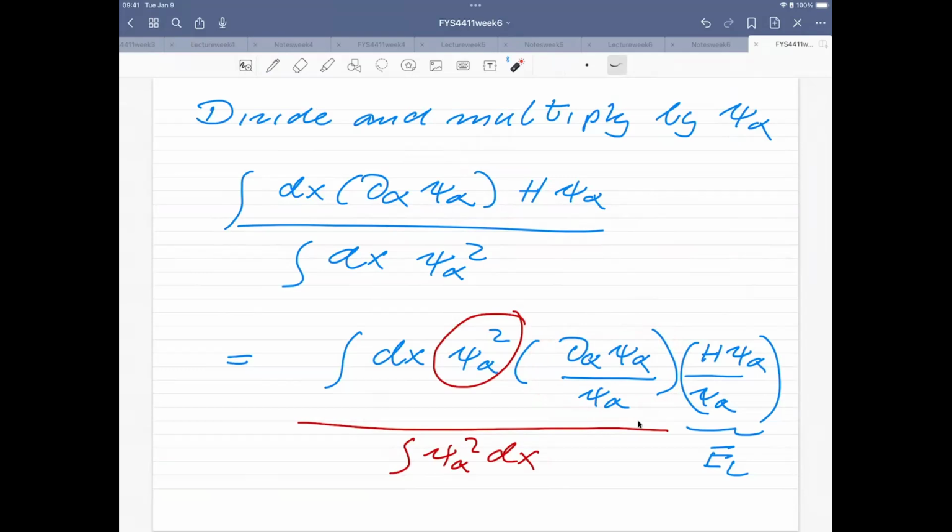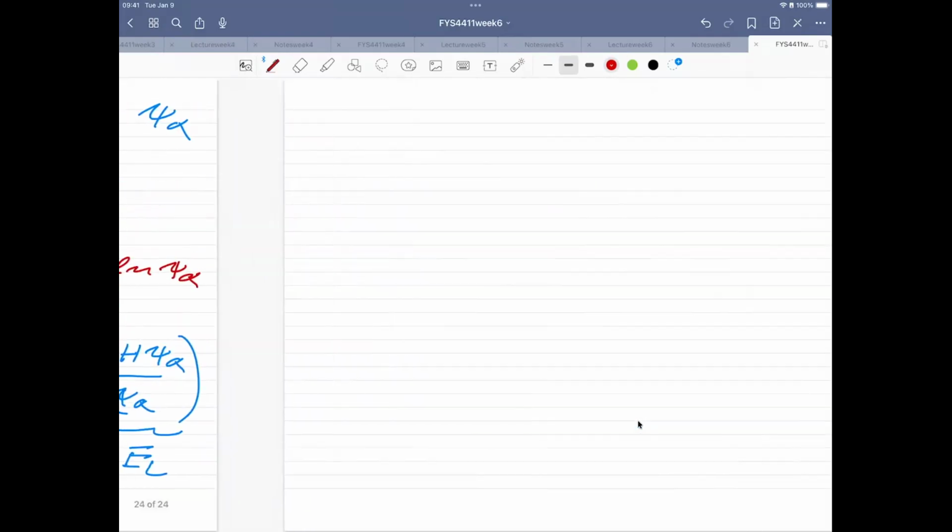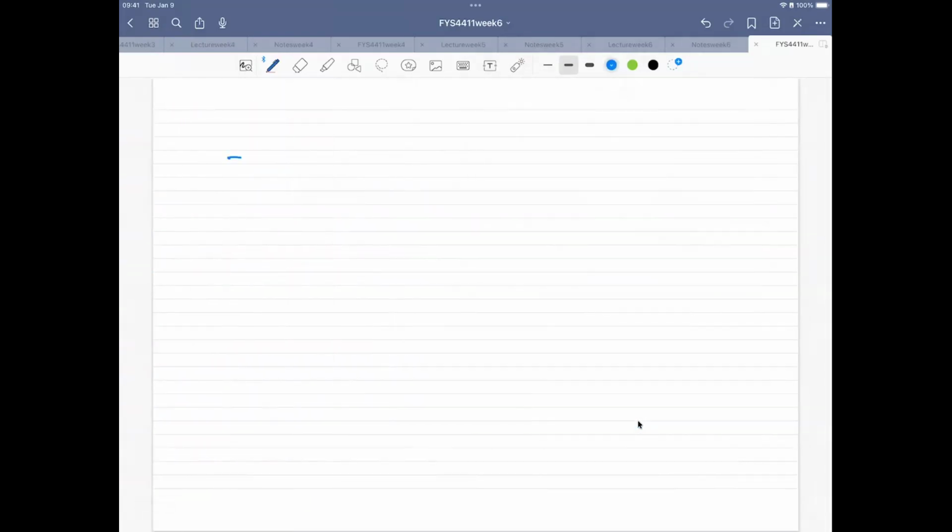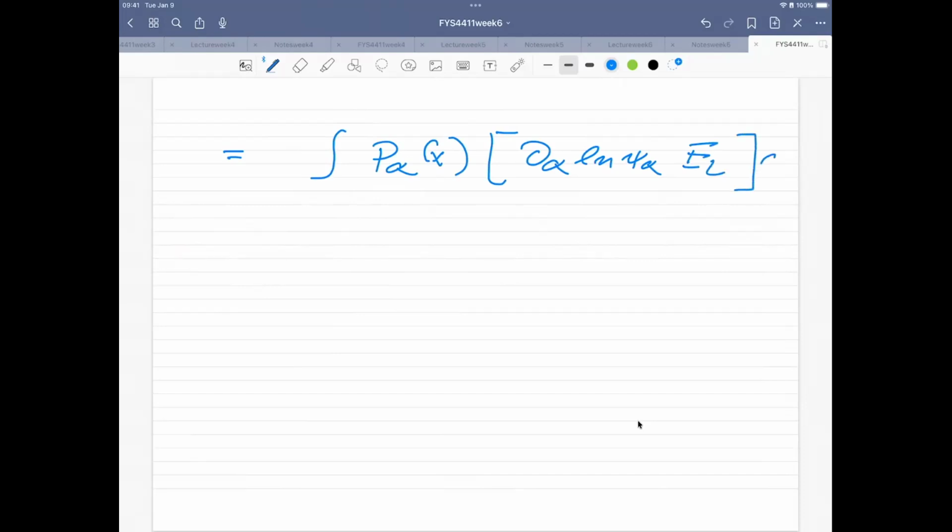Yeah, exactly. If you look at this term here, this is nothing but d alpha of ln psi alpha. This is the local energy. So I can actually rewrite this term, which you see here, as, let's just do that. This is nothing but the probability which we have defined, P alpha of x. And then we have d alpha ln psi alpha multiplied with the local energy times dx. And this is the expectation value. If we just write it like this, it is the expectation value of d alpha ln psi alpha multiplied with E_L.